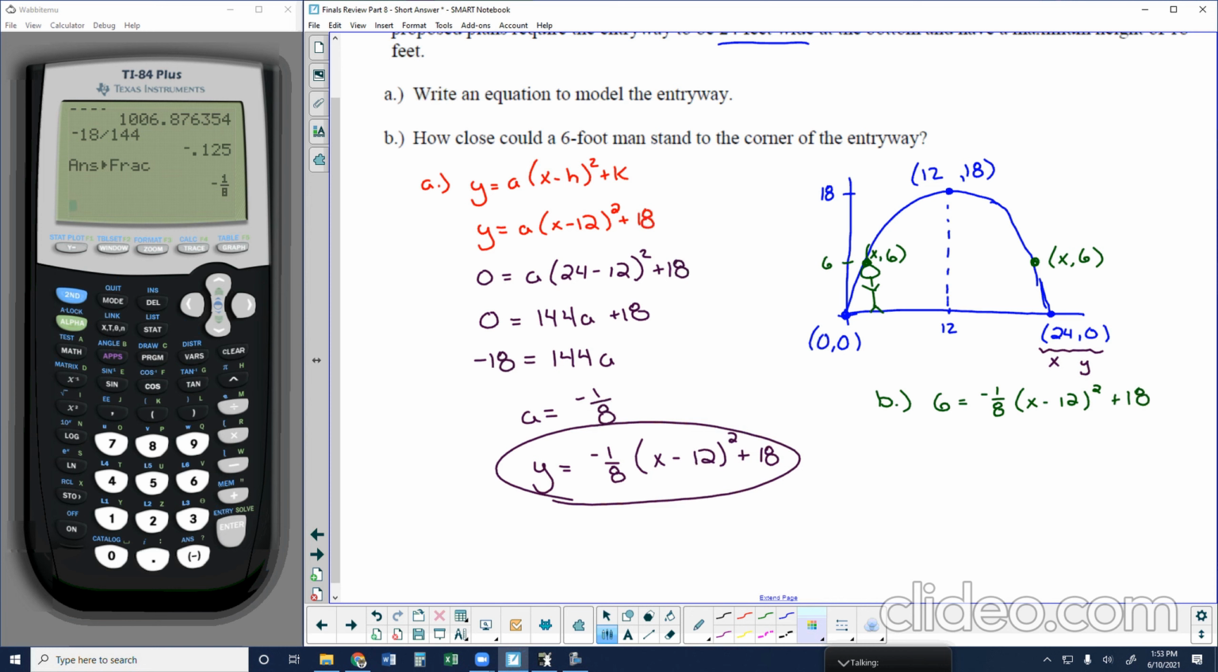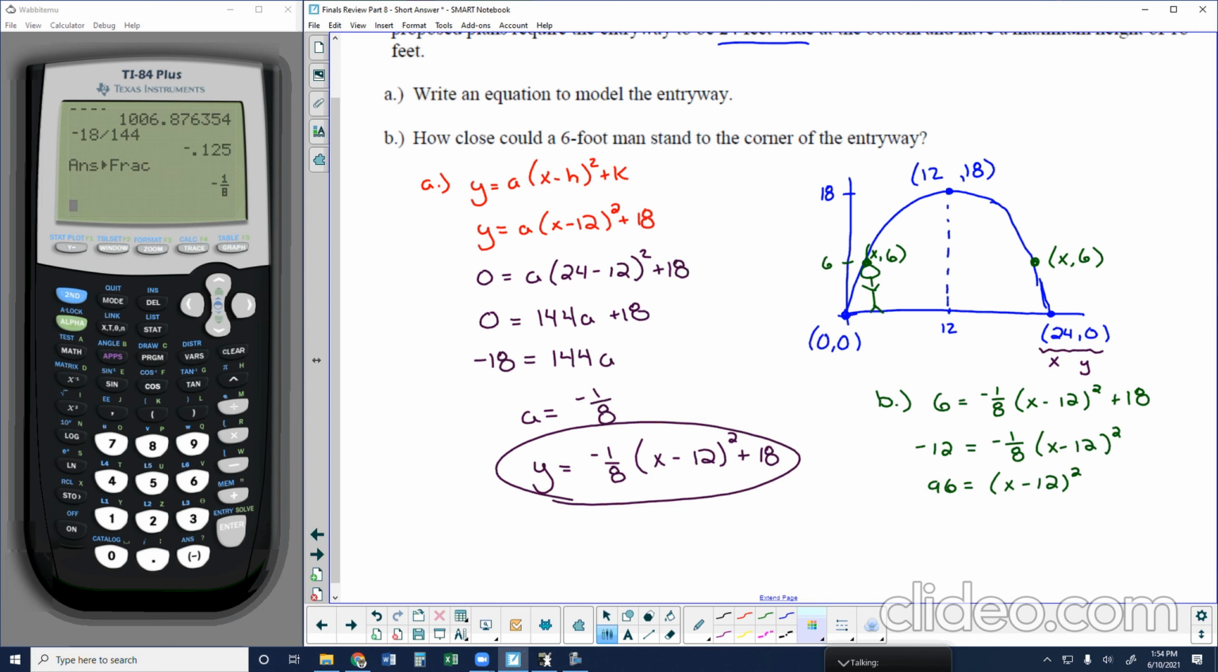So what I would do here first is subtract 18 from both sides. So that would give me -12 equal to -1/8 times (x - 12) squared. I would multiply both sides by -8 to give me 96 equal to (x - 12) squared.